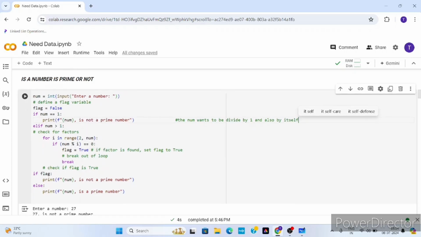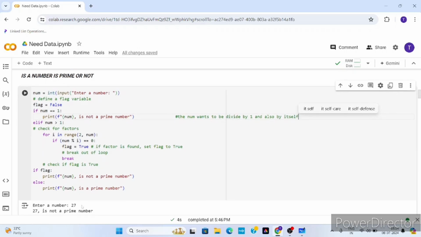So here the number is 27. Let's take this 2, 27. This 2 is the starting number and 27 is the stopping value. So this for loop will run from 2, 3, 4, 5, 6 until it reaches 26. It will check whether num modulo i equals 0. For the first iteration, the i value will be 2 and it will be calculated here. If the condition becomes true, the flag equals true.